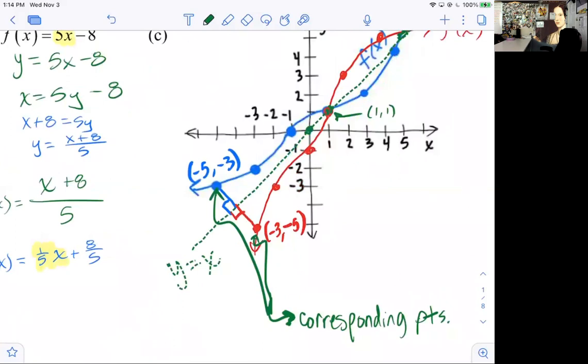Now, I did say y equals x, right? Why is y equals x the magical line? Well, there's a couple of reasons. First of all, y equals x is its own inverse, right? There are other functions that are their own inverse, but if you want to find the inverse of y equals x, interchange x and y and resolve for y. Boom, done, easy. So that's one of the reasons.